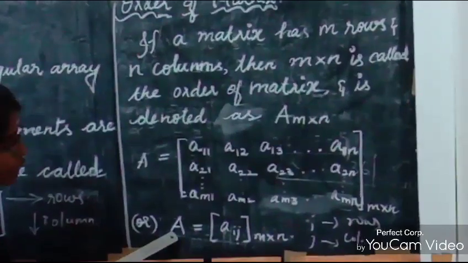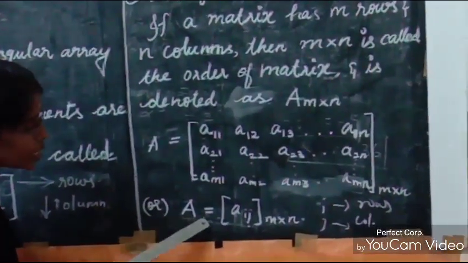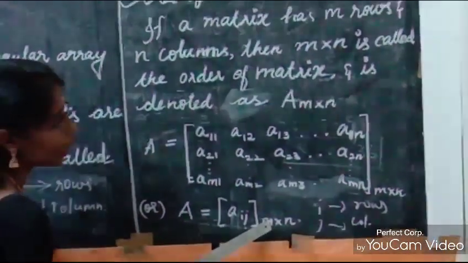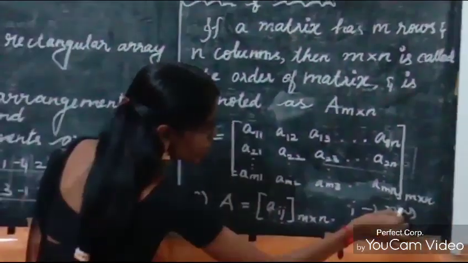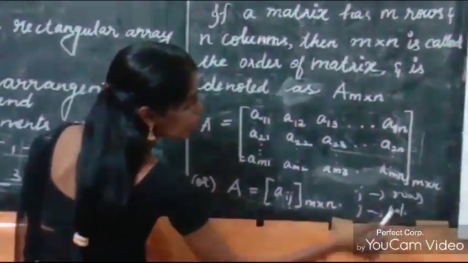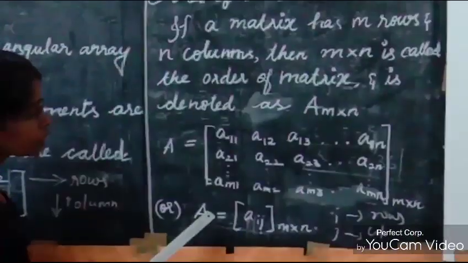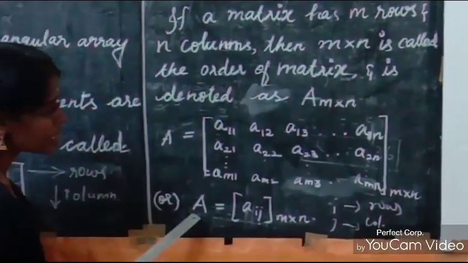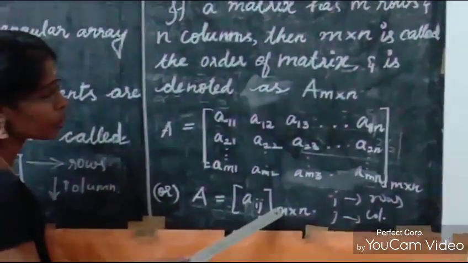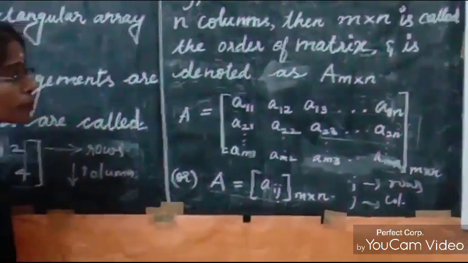Okay. We can express the matrix A as A is equal to aij m cross n. The i represents rows and j represents columns. The total number of entries in the matrix A is equal to aij m cross n is mn.